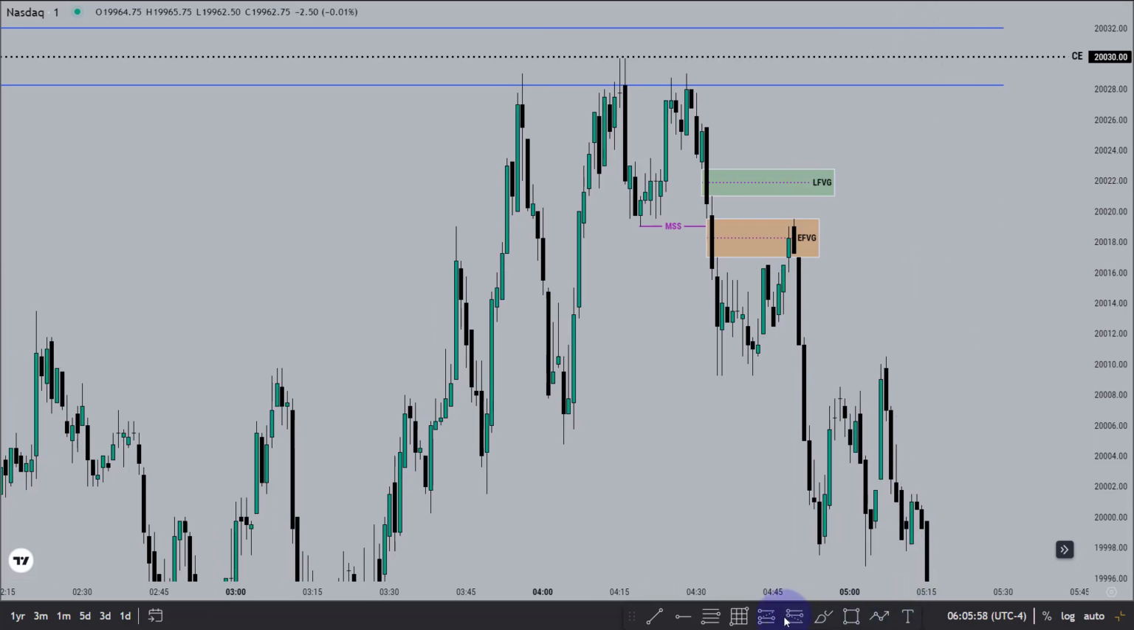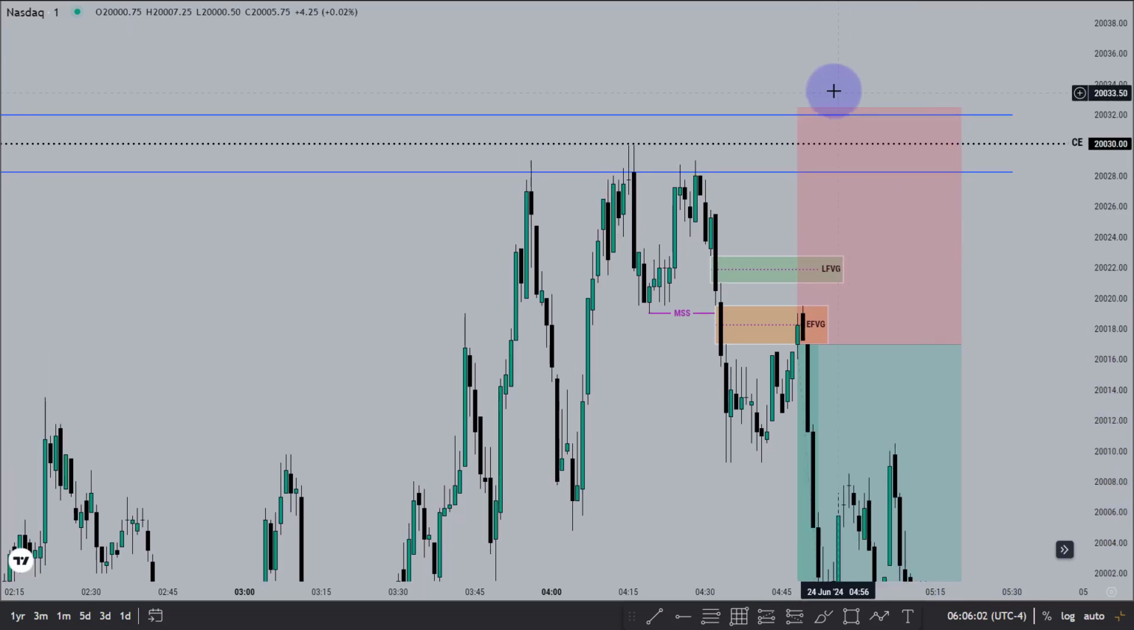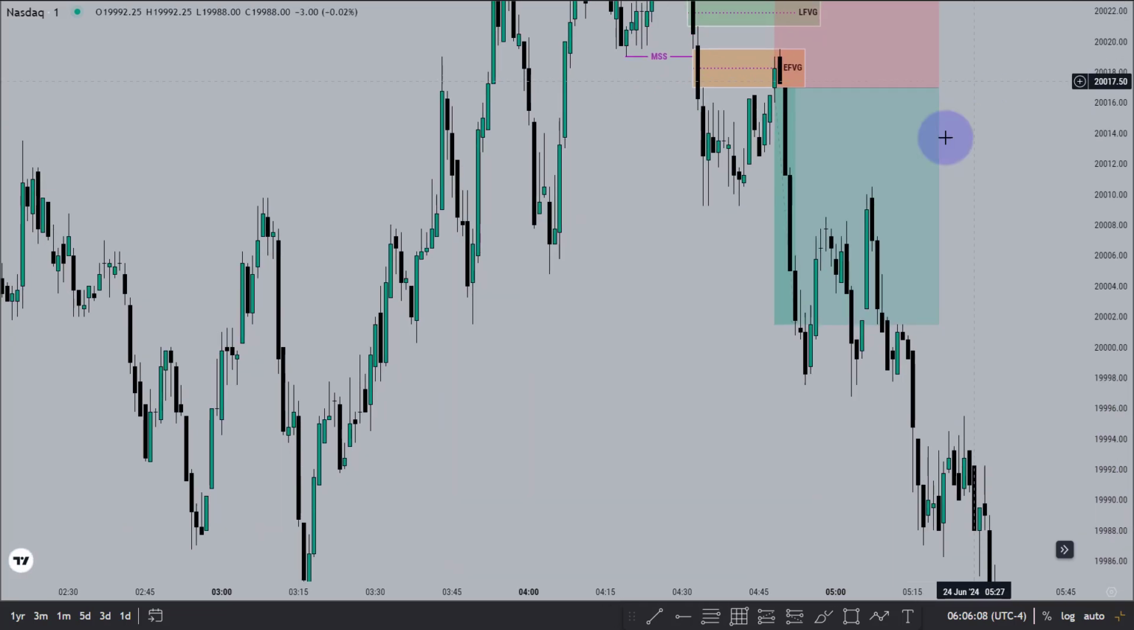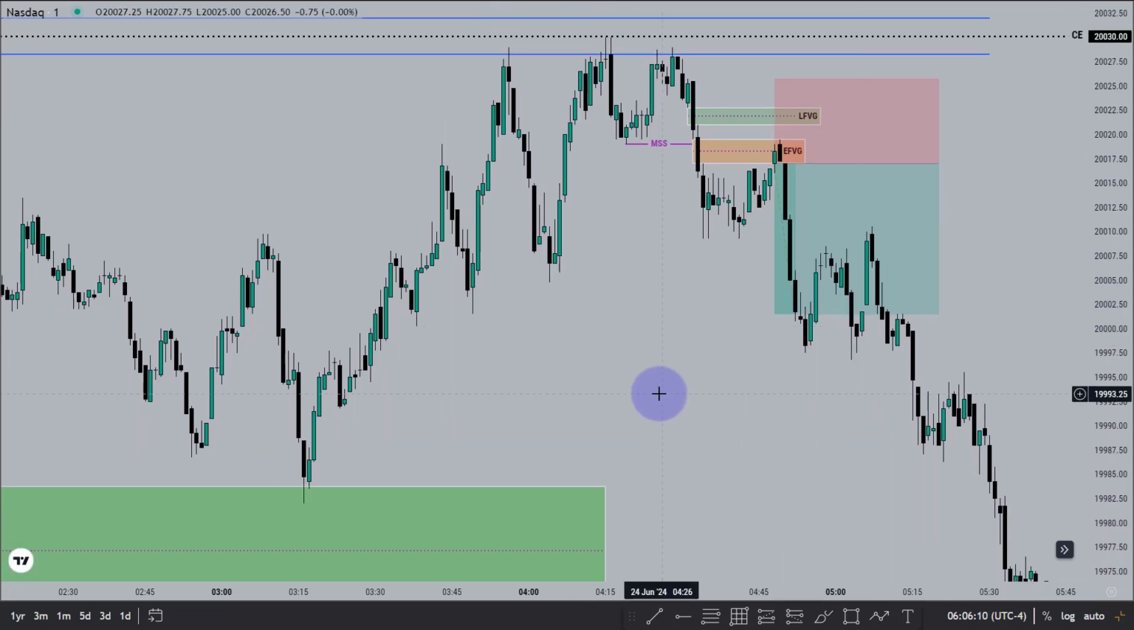Where should be your entry? There should be your entry, and your stop loss will cover the last fair value gap. Now if you want to put it over there, it's also cool. Where should be your target?